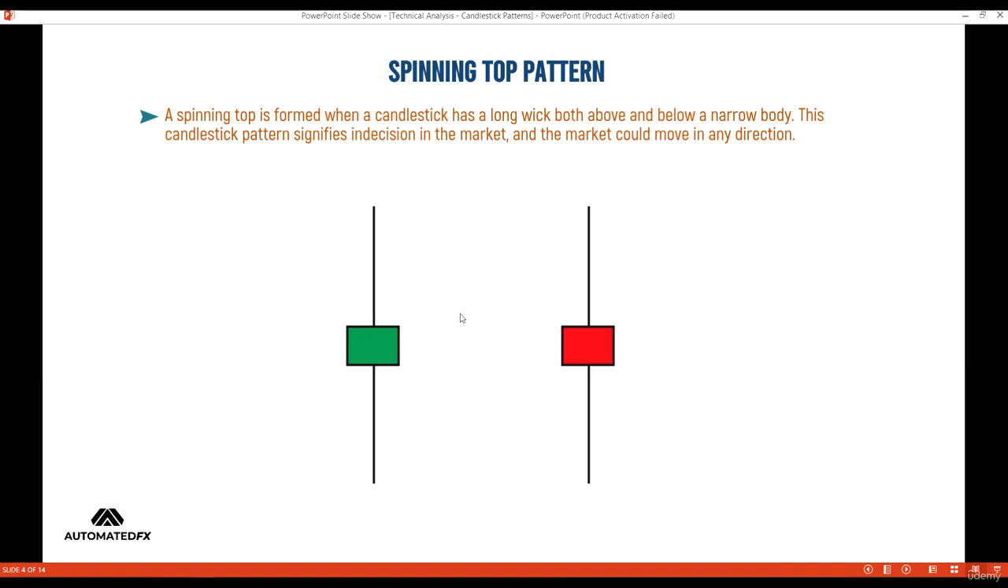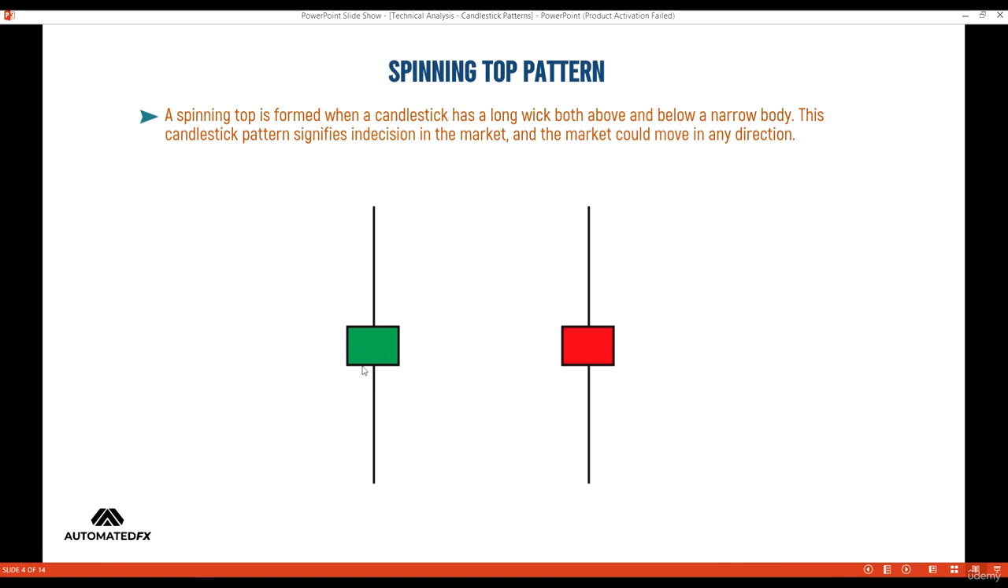So with this type of pattern, we are seeing that the market can move in either direction. The market can move up or can move down after these types of patterns. This is indecision. Why is it indecision? Because there is a serious fight between the buyers and the sellers in the market.